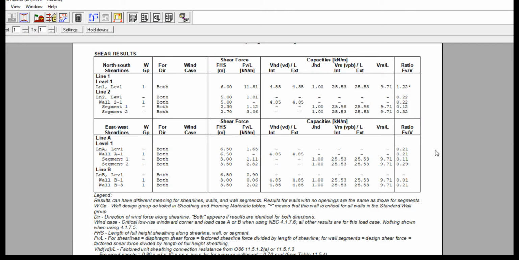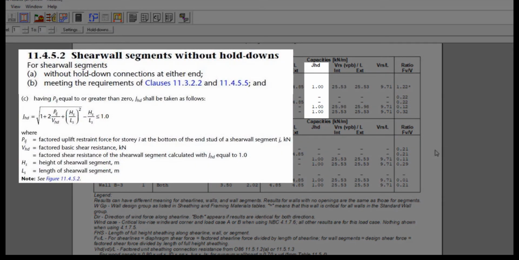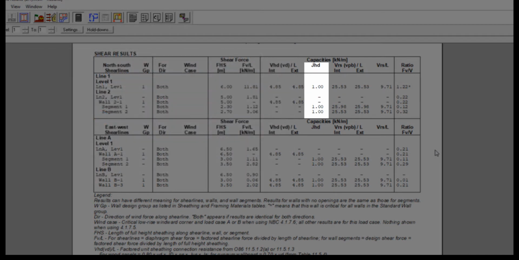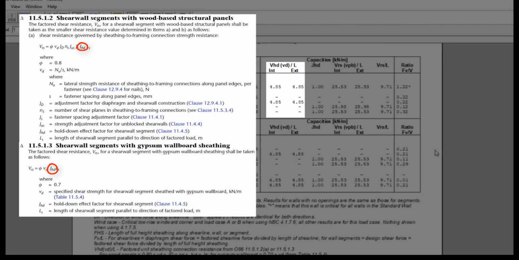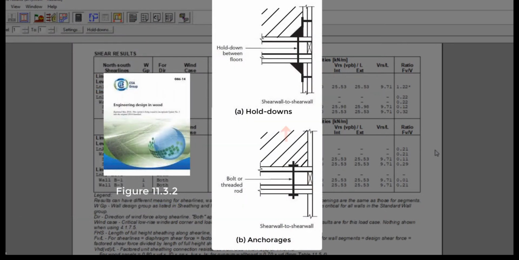Where hold downs are eliminated and anchorages are used, the hold down effect factor JHD from 11.4.5 will be displayed with a value less than 1.0, which affects the sheathing to framing resistance only. JHD is a kind of a penalty factor for relying on the wood sheathing rather than the hold downs to transfer the shear from floor to floor, as demonstrated in this figure, showing the different load path depending on the type of connection.